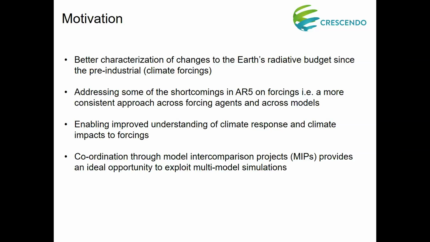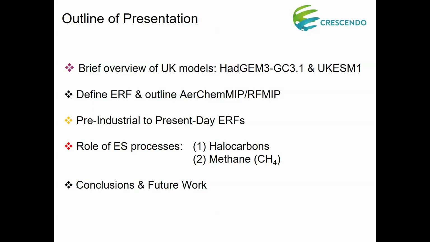So I will first of all give a brief overview of the UK models that contributed to the sixth Coupled Model Intercomparison Project. We contributed via a physical climate model, or a general circulation model, which we called HadGEM3-GC3.1. And then we also contributed through an Earth system model called UKESM1. I'll define the metric of choice that I'm going to use here for climate forcing, namely the effective radiative forcing. I'll define it, I'll explain how we calculate it, and then I'll show how I've used both AerChemMIP and RFMIP experiments to look at present day forcing.